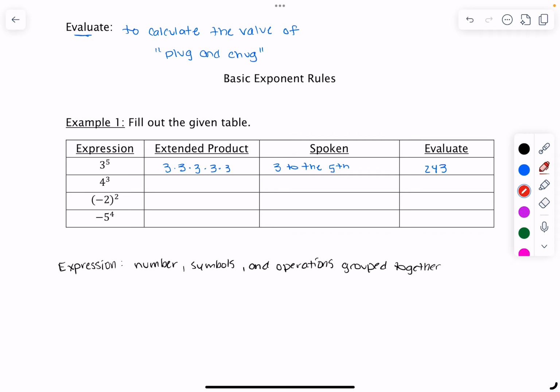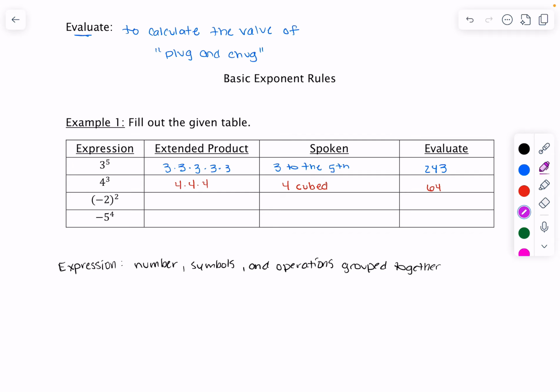Okay, the next one, my extended product of 4 to the third is going to be 4 times 4 times 4. And I could say 4 to the third, but whenever we have a 3 as an exponent, we can say 4 cubed. Means the same thing. And 4 to the third power is 64. Again, we could do 4 times 4 times 4, or we could just type in 4 tilde 3 into our calculator and get 64. The next two are a little bit trickier.